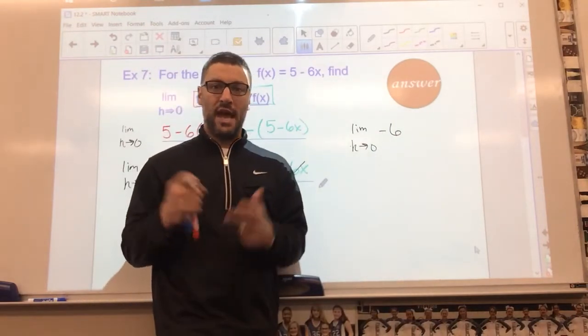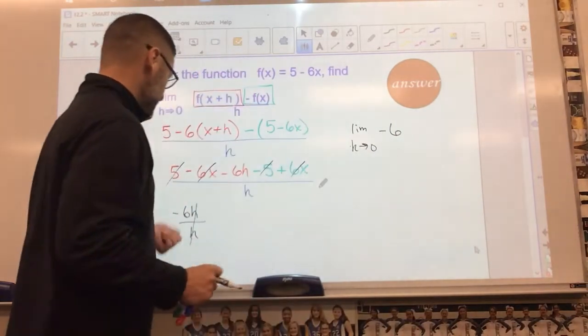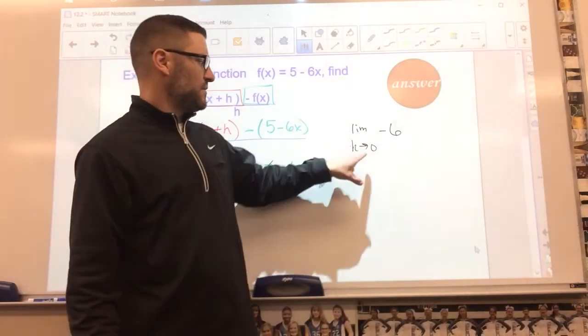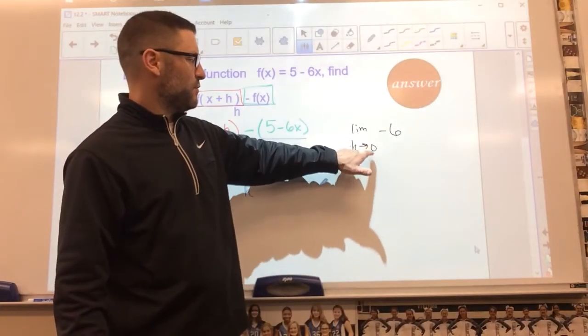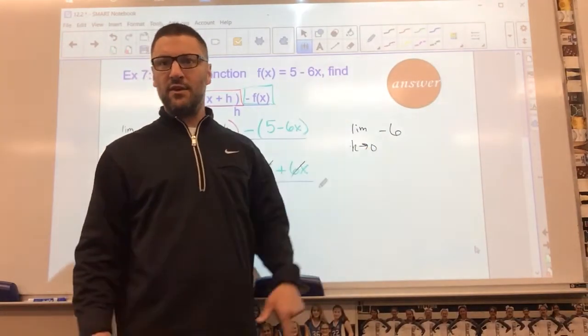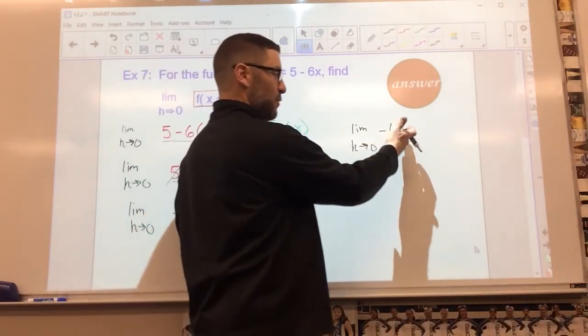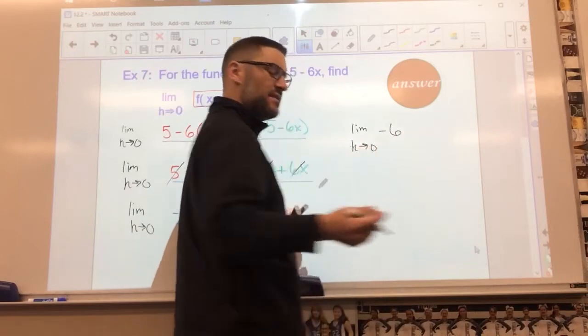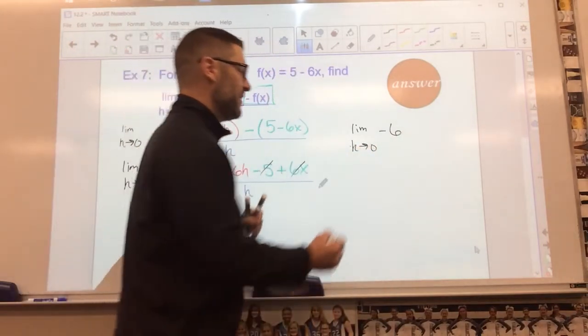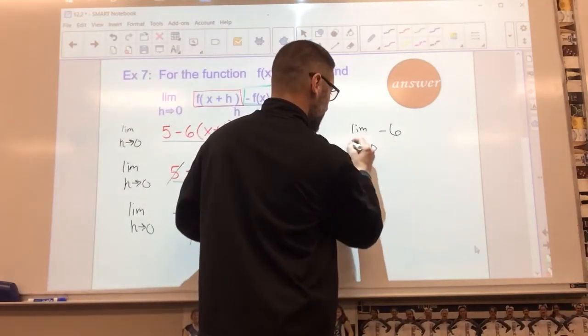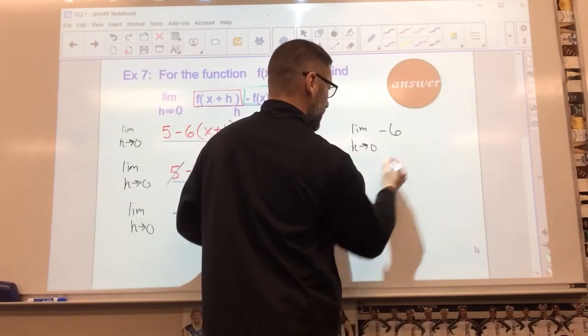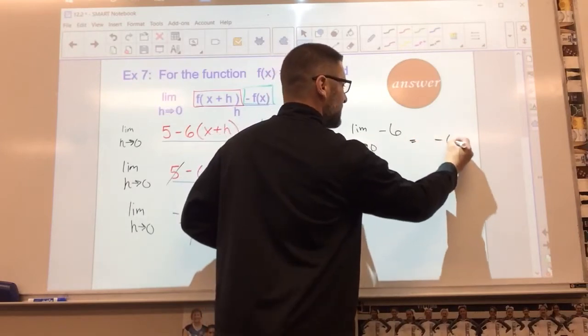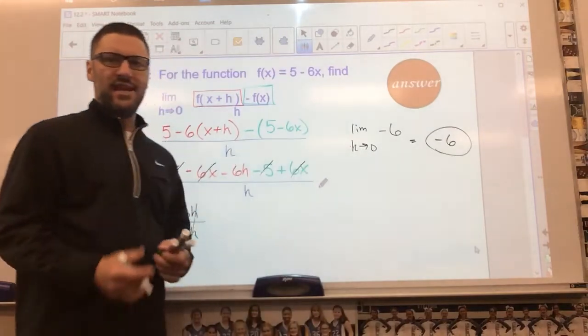And after you've whacked out those h's, what you can do is take that 0 value and shove it into the equation. In this case, it's kind of weird, but there is no place to shove it in for the h. It's the limit of a constant, and we learned the limit of a constant is the value of the constant. So the limit as h goes to 0 of negative 6 is negative 6, and that is the answer.